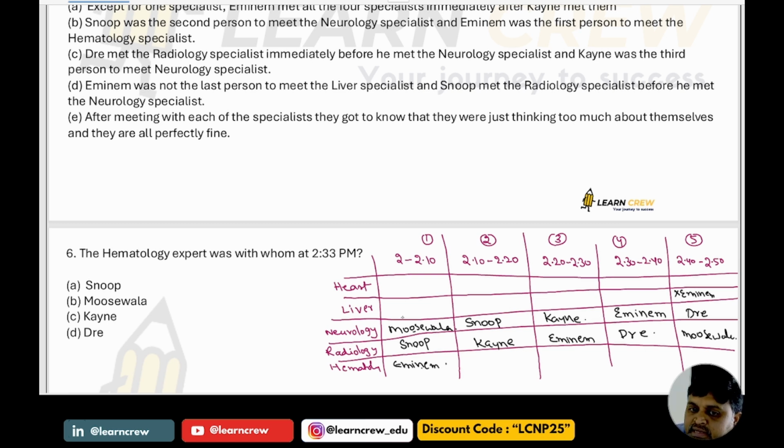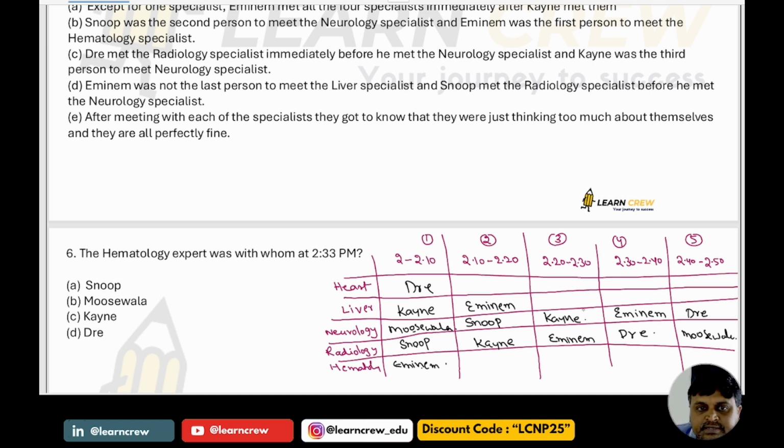And here if Kane is coming, because always after Kane, other than one case, you have to get Eminem. So here you will get Eminem, here you will get Kane. So this has to be DRE. Now Eminem is fixed for liver. For liver specialist, Eminem is fixed. Now the remaining are what? The remaining are Snoop, Kane, DRE, Moosewala and Snoop.